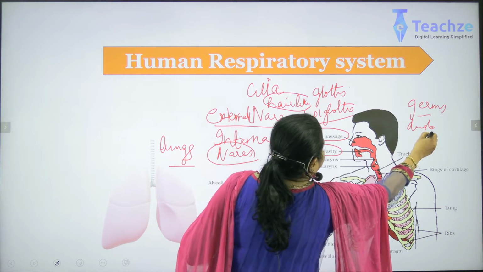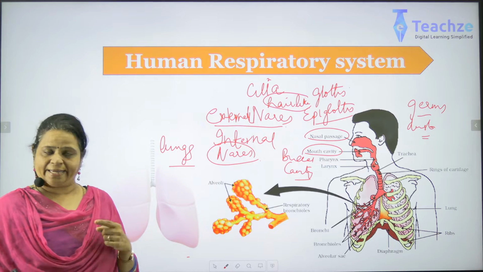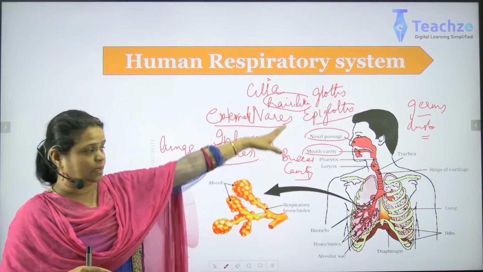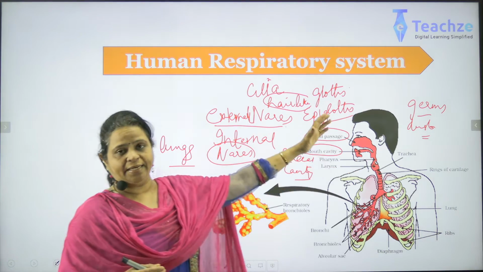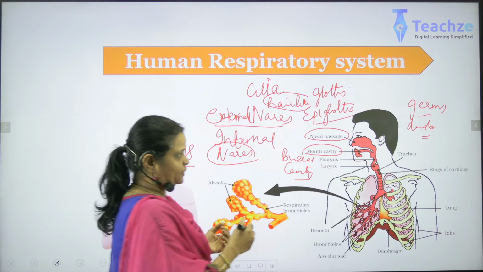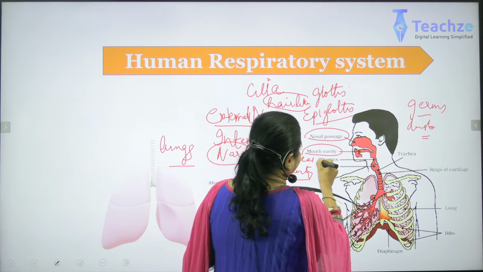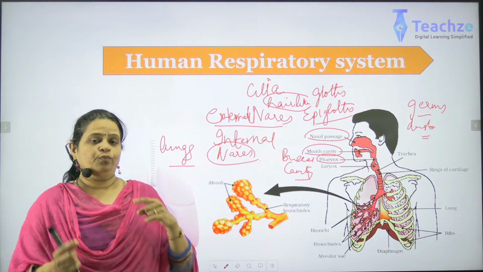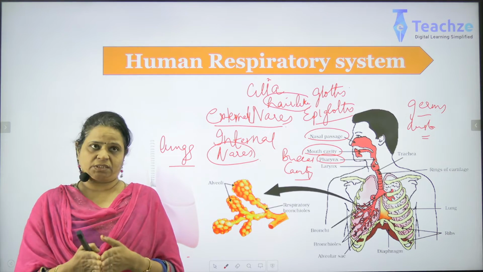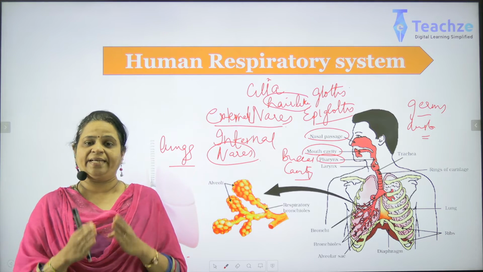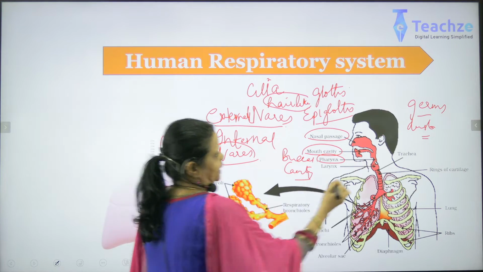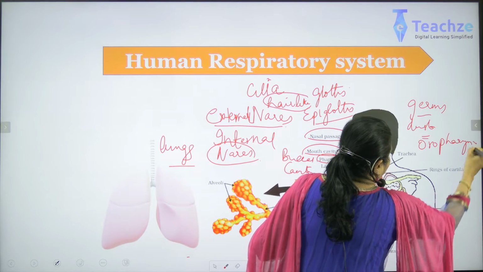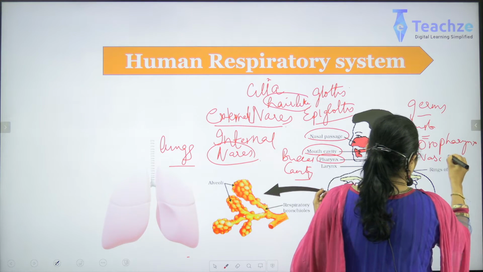Now, the germs and dust particles are taken care of during this process, and that is how the cilia are helpful. Once the air enters the internal nares, it has to reach the mouth cavity. From the mouth cavity, it enters a short part called the muscular pharynx. When we studied the digestive system, we said that the muscular pharynx is again divided into two parts: the oropharynx and the nasopharynx.